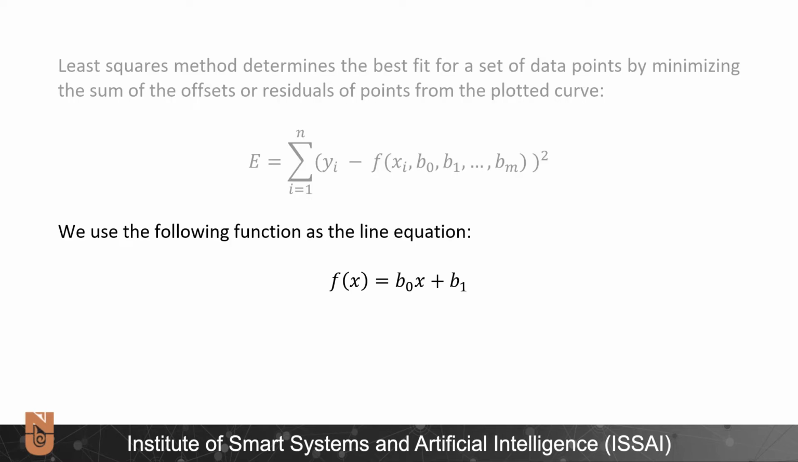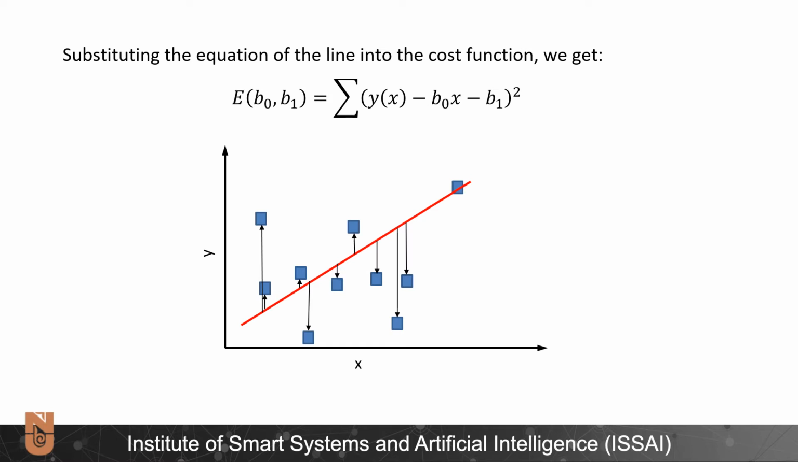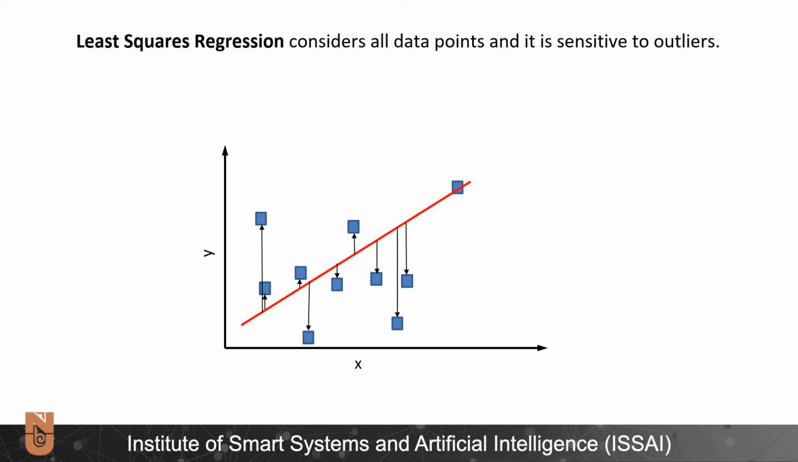For this problem, we use the equation of a line as a function f of x equal to b0x plus b1. By substituting the equation of the line into the cost function, we get error E as a function of b0 and b1 equal to the sum of square differences of y of x minus b0x minus b1. The red line here shows the approximation obtained using least squares regression.